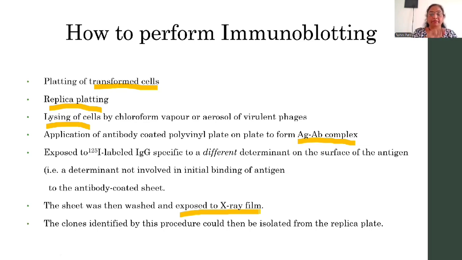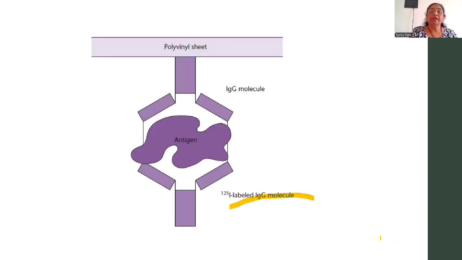So on a plate, wherever there are the black dots, those are the cells which are expressing your protein, or there is an expression of the gene. Now that particular cell, that particular colony, that particular clone, you are going to pick up from where? From your replica plate.